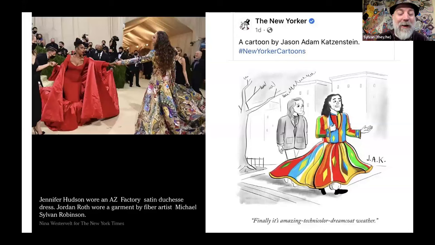On the right, maybe a week later, one of my favorite things that happened: as a New Yorker, you know that if you show up in a New Yorker cartoon, you've really hit a real New York culture moment. Finally, it's Amazing Technicolor Dreamcoat weather with a clear depiction of Jordan in my garment.